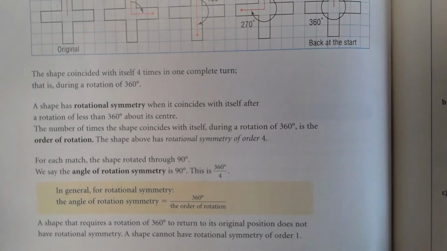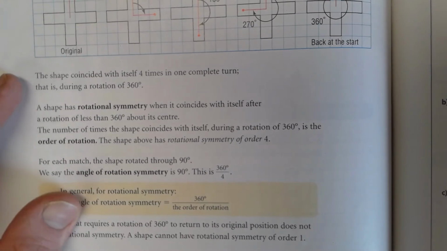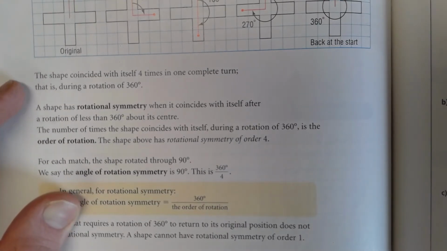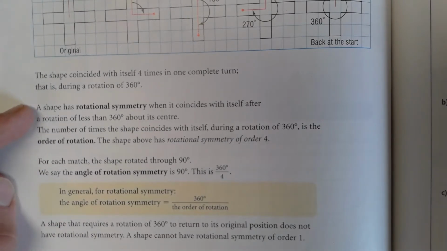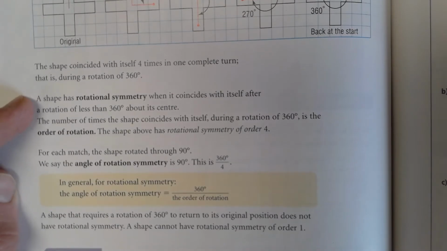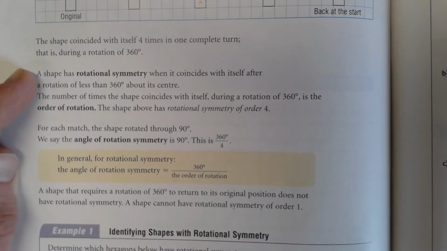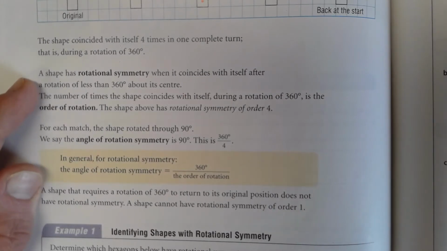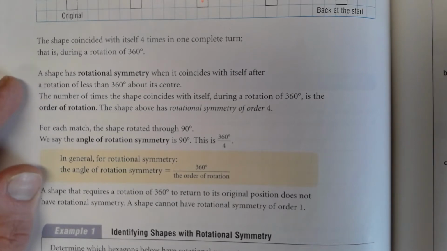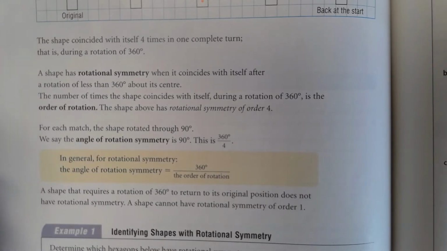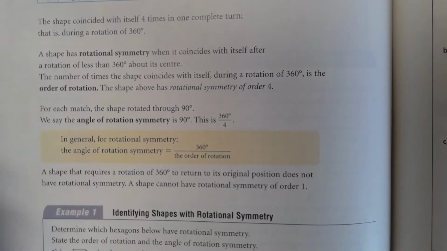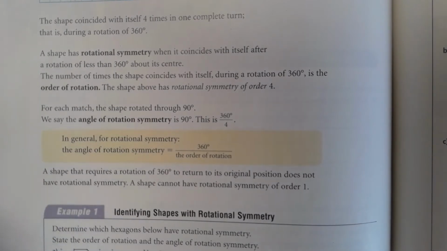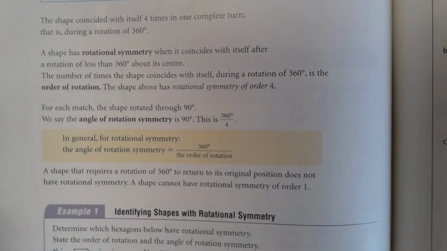A shape, let's read here. The shape coincided with itself 4 times in one complete turn, that is, during a rotation of 360 degrees. A shape has rotational symmetry when it coincides with itself after a rotation of less than 360 degrees about its center. So it has to coincide with itself at least once. The number of times the shape coincides with itself during a rotation of 360 is the order of rotation. The shape above has a rotational symmetry of 4.